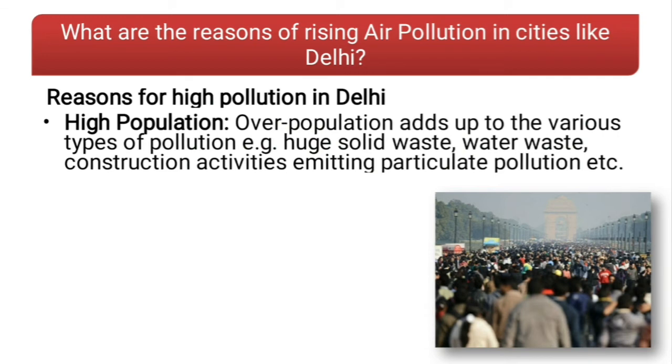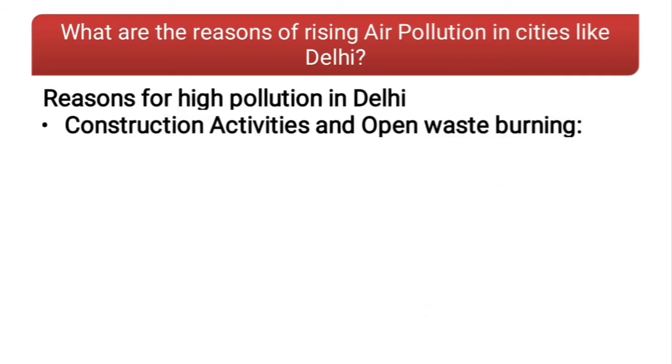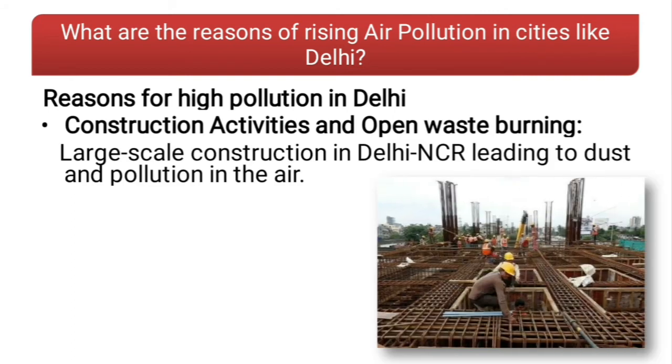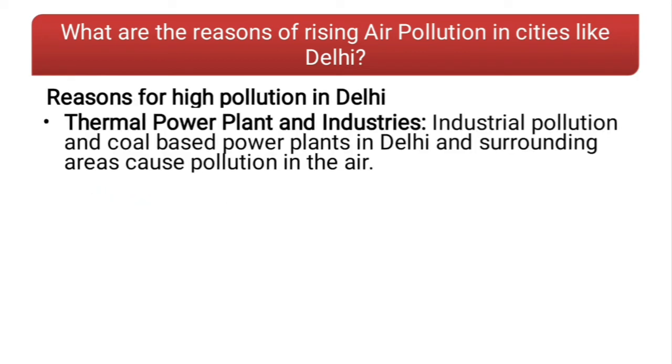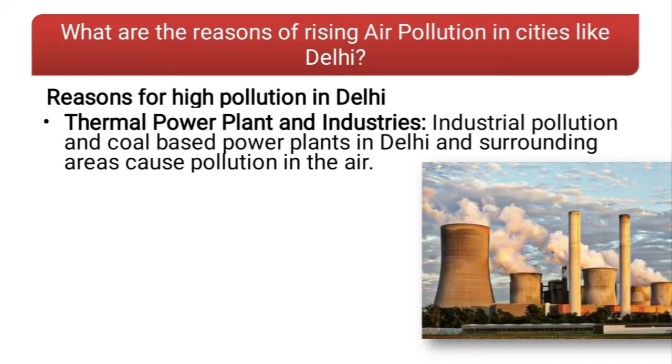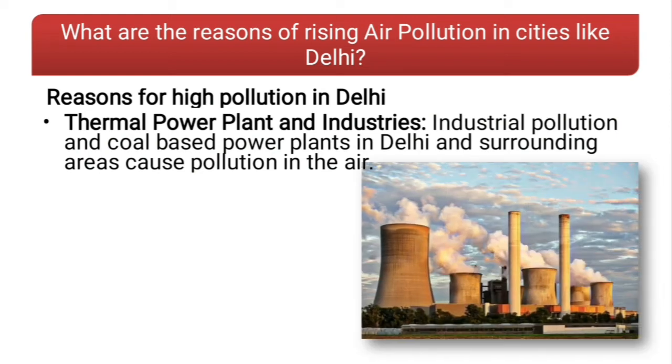Let us see the next reason: construction activities and open waste burning. So, this is also another reason for air pollution in the city. Large scale construction in Delhi NCR leads to dust and pollution in air. Thermal power plants and industries. Industrial pollution and coal based power plants in Delhi and the surrounding area cause pollution in air. So this is also another reason for the air pollution in Delhi.